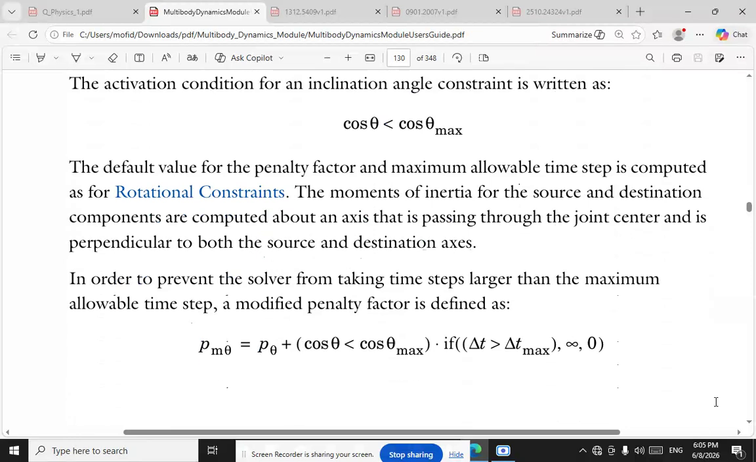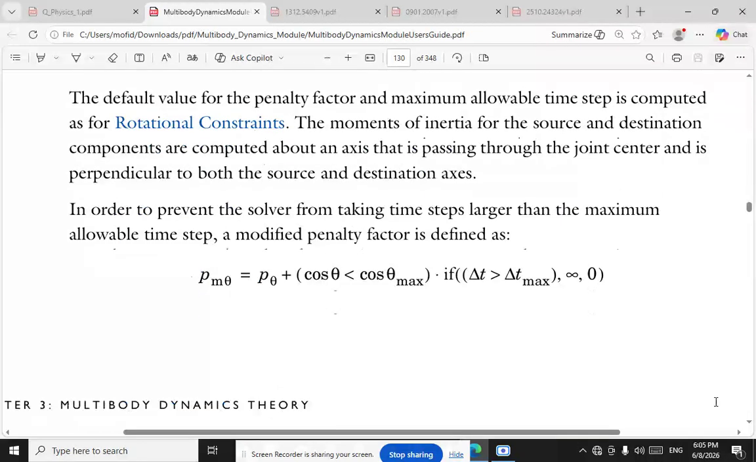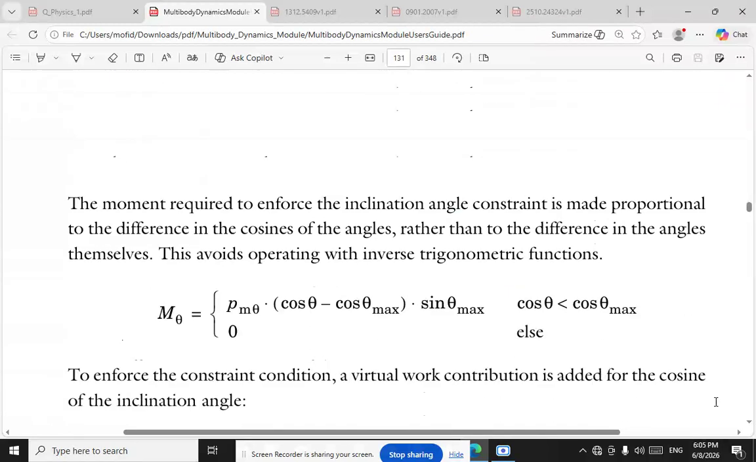In order to prevent the solver from taking time steps larger than the maximum allowable time step, a modified penalty factor is defined as P_theta is equal to P_theta plus, if cosine theta is less than cosine theta maximum, multiplied by infinity if delta t is greater than delta t maximum and zero otherwise.